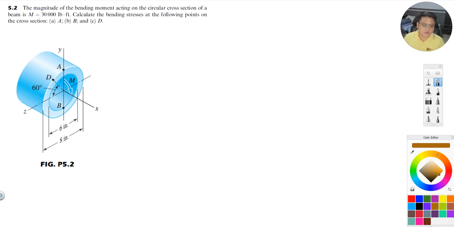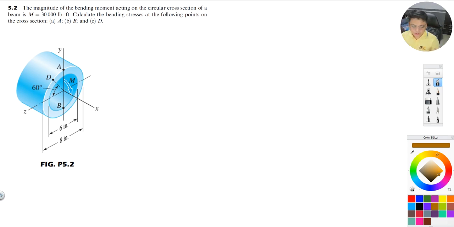So, the magnitude of the bending moment acting on the circular cross-section of a beam is 30,000 pound-feet. So, calculate the stresses at the following points of the cross-section: A, B, and then D. Okay? So, ganun din. Kaya lang for this one, kailangan natin the moment of inertia.